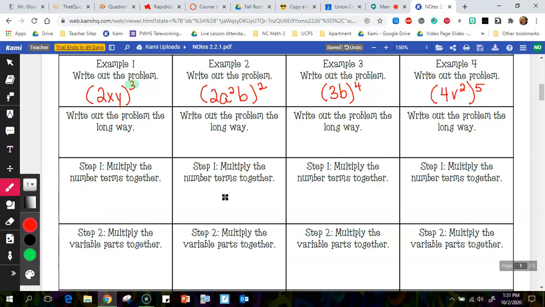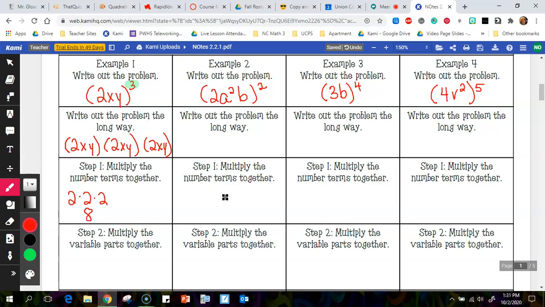So what we want to do is, this is saying write out the problem the long way. So what we could do, just to show that everything has to be raised to that power, this is what that means. 2xy and all that cubed means 2xy times 2xy times 2xy. So then we're going to do the same thing we did up above, multiply the number terms together. 2 times 2 times 2, which is 8.